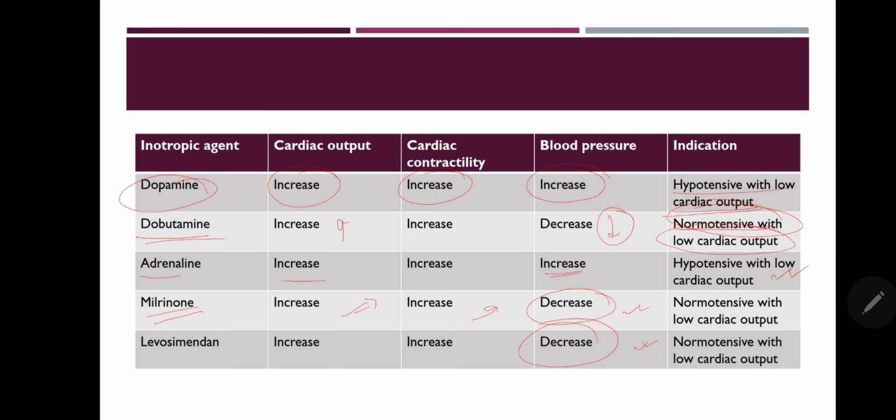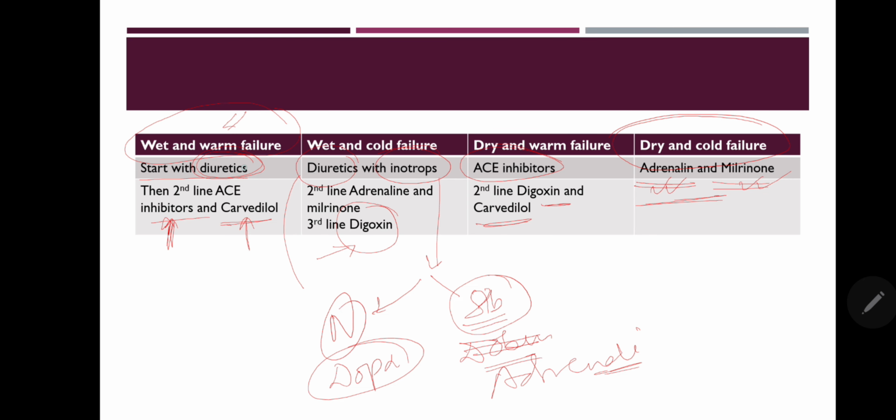So these are the treatments of heart failure. We have to treat the heart failure accordingly by this chart. That means wet and warm failure, wet and cold failure, dry and warm failure, dry and cold failure. Wet and cold failure with normal cardiac output, we start with dopamine along with diuretics. With a structurally abnormal heart, we give adrenaline with diuretics.